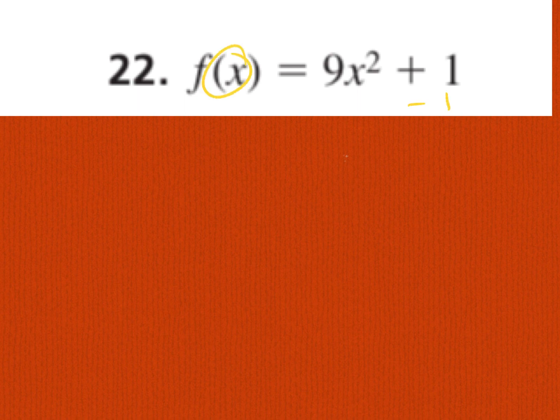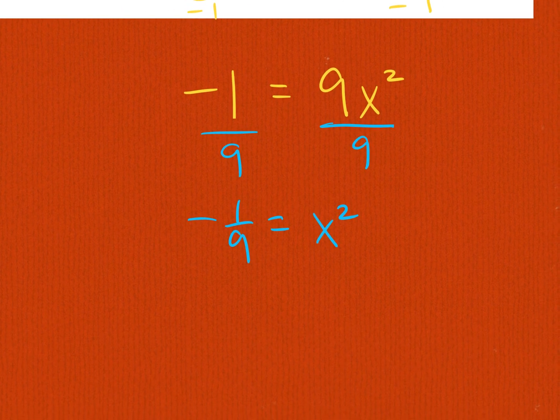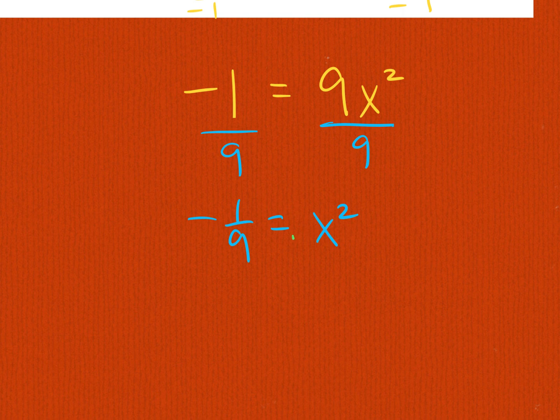Subtract 1. So we get negative 1 is equal to 9x squared. Divide by 9. So negative 1 over 9 is equal to x squared. Then what? Square root both sides. So the square root cancels out with the squared. So I have x is equal to what? Plus or minus 1/3 i.